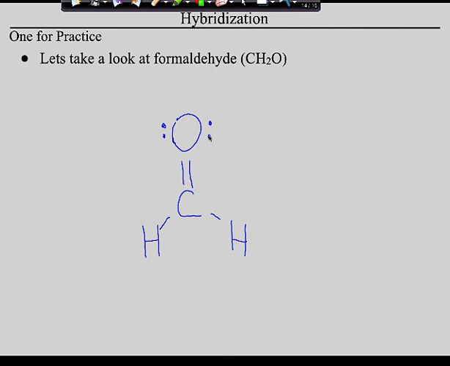What is the hybridization of the oxygen? How many domains? 1, 2, 3, sp2. What happens to the unhybridized p orbital that you just identified exists on the carbon and the oxygen? Forms the pi bond in the double bond. Get the idea? What about this? What's the hybridization of either one of those hydrogens?